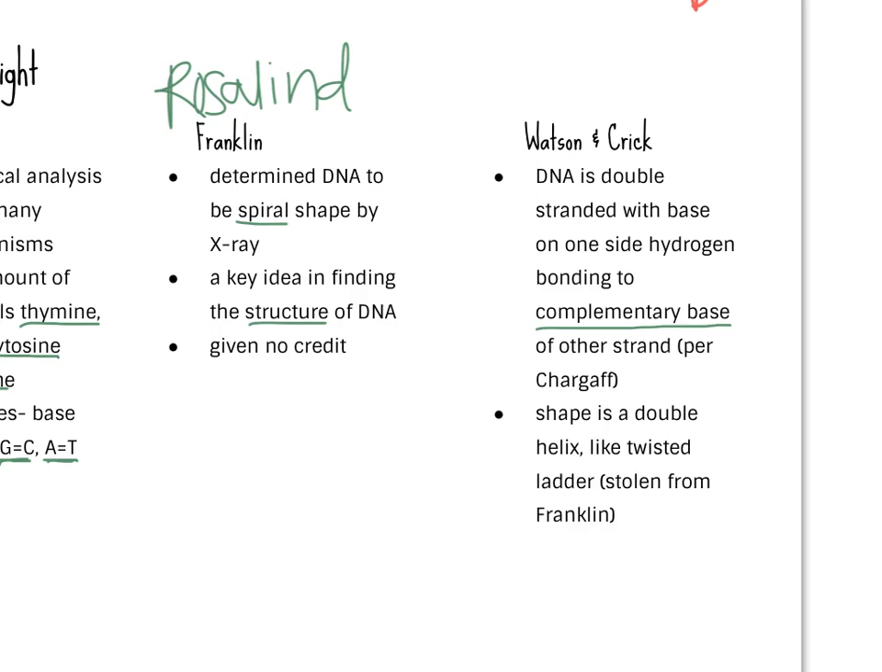So they figured out, okay, it's double-stranded based off of Chargaff's findings. And then, after they heard this stolen work in this lecture, they were like, wait, a double-stranded spiral? Like, that could actually happen. And so then they concluded that the shape is a double helix, like if you twisted a ladder. And this idea was stolen from Franklin.